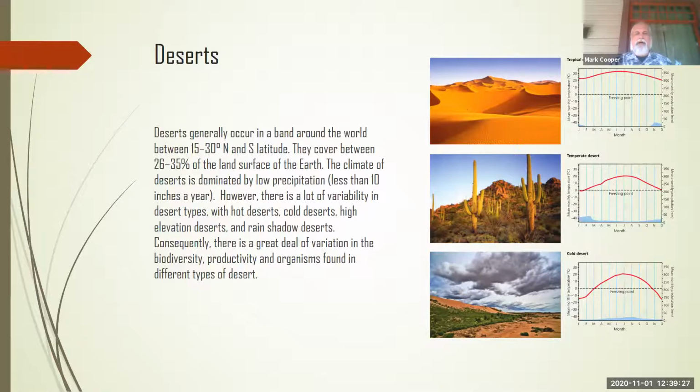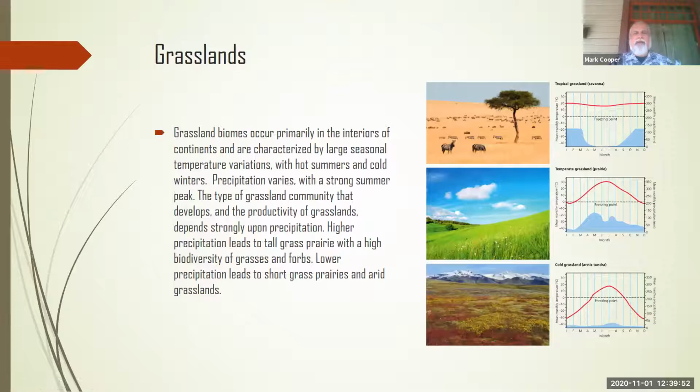That seems to be the rule of thumb. A cold desert would get most of its precipitation in the form of snow. But again, less than 10 inches of rain a year is the definition. And again, cactus is a good indicator. We think of rattlesnakes and lots of reptiles because of the heat. So good indicators.